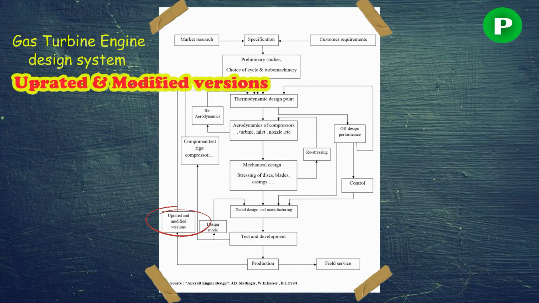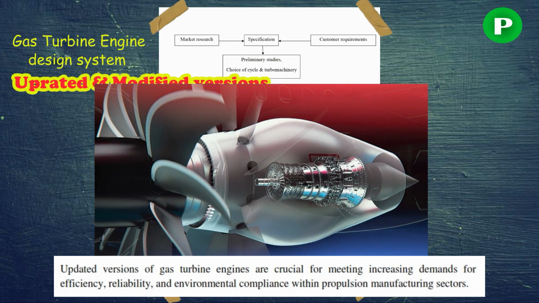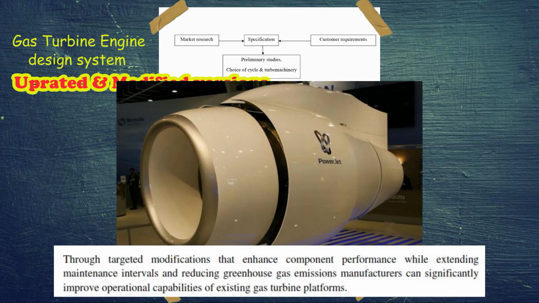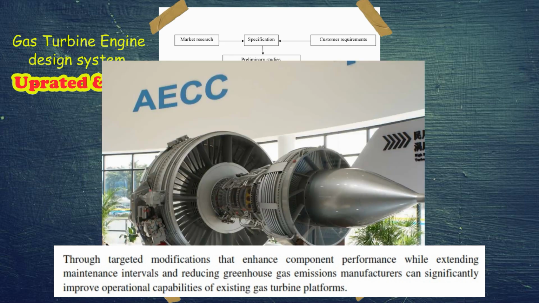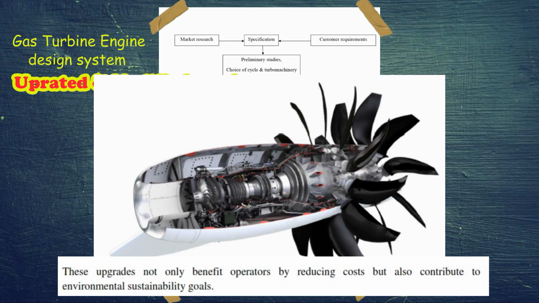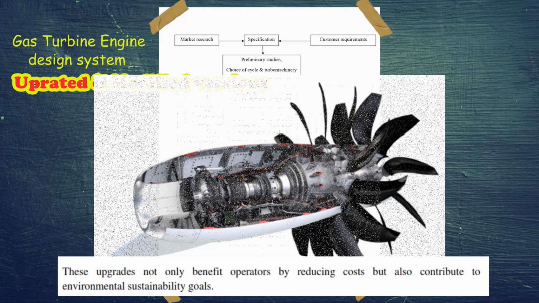Updated and modified versions. Updated versions of gas turbine engines are crucial for meeting increasing demands for efficiency, reliability, and environmental compliance within propulsion manufacturing sectors. Through targeted modifications that enhance component performance while extending maintenance intervals and reducing greenhouse gas emissions, manufacturers can significantly improve operational capabilities of existing gas turbine platforms. These upgrades not only benefit operators by reducing costs, but also contribute to environmental sustainability goals.